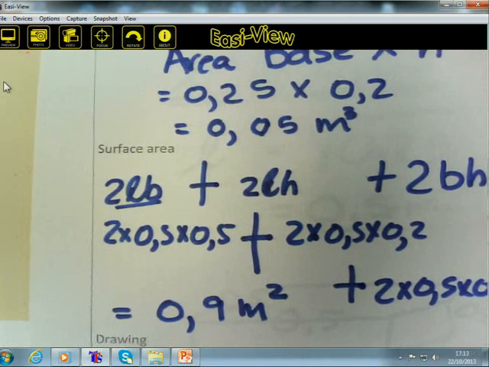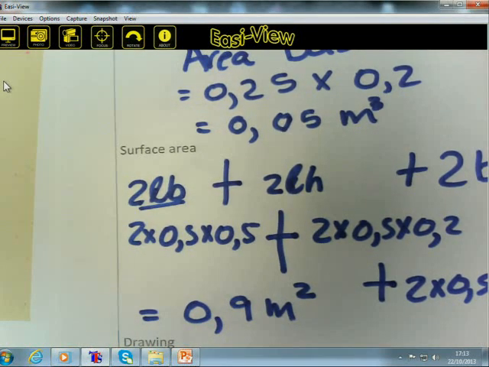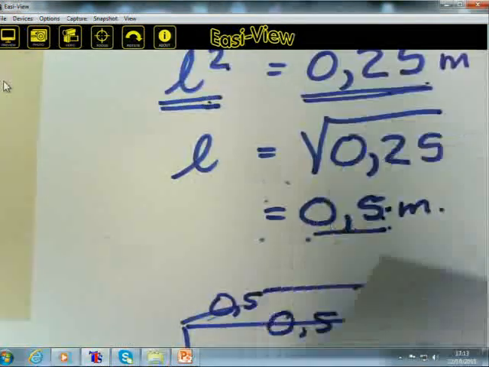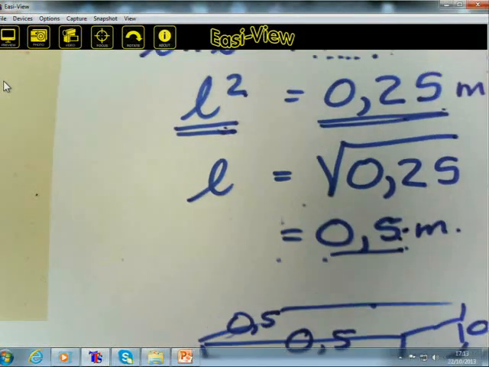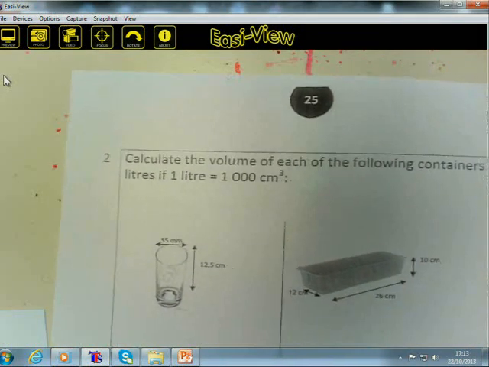If possible, I want to skip exercise 2, number 1 again, and number 2 I want to skip. I want to go to the one with the glass and the breadth, because there's something very important that I want to tell you about this one.